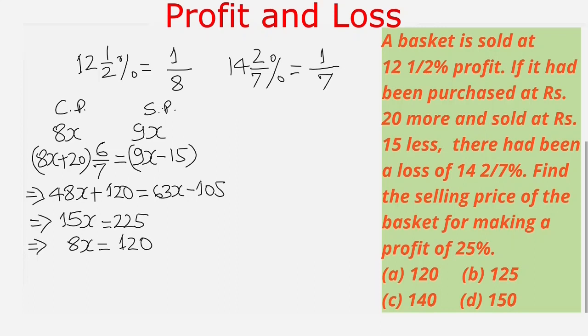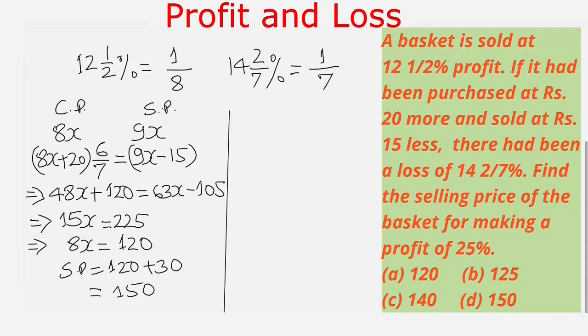Now we have to find the selling price, and it is given that we have to find the selling price making a profit of 25%, and 25% is 1/4, and 1/4 of 120 is 30. So selling price is 120 plus 30, which is equal to 150. And from the given options, our answer is option D.